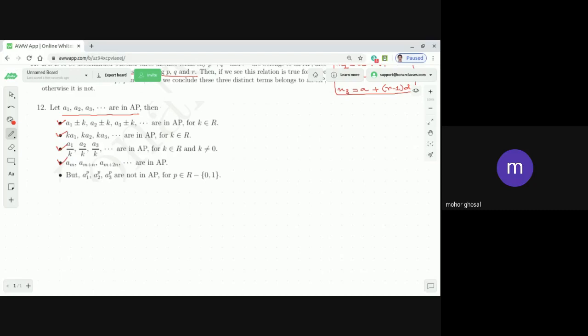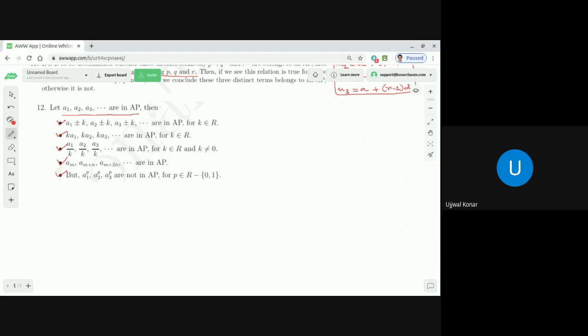But A1 power P, A2 power P, A3 power P are not in AP, where P belongs to any real number except 0 and 1. Are you getting my point, dear students? Especially the last point. A1 power P, A2 power P, A3 power P are not in AP when P belongs to the set of real numbers except the numbers 0 and 1.